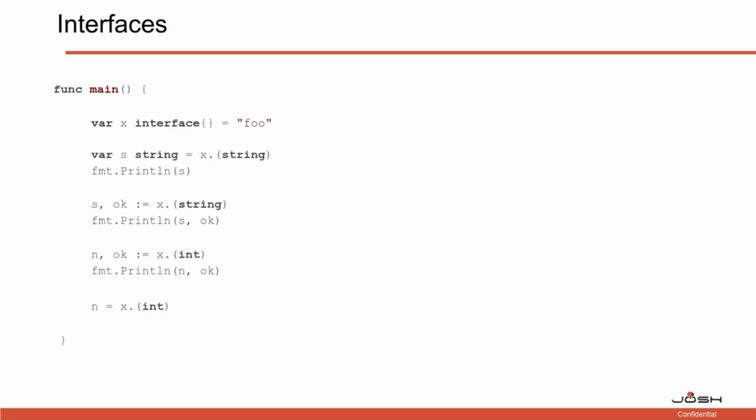So we have an interface. We have assigned a string to it. So in this example, what do you think the first println will output? The output of the first fmt.Println. True. And the example is visible, right? Yes.